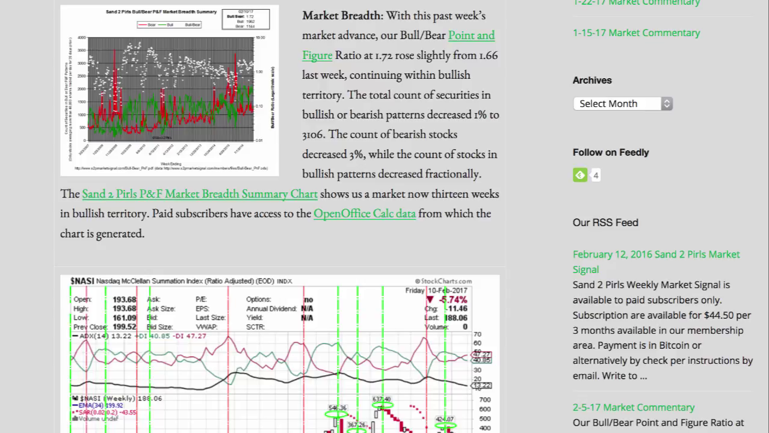The Sand to Pearls PNF Market Breadth Summary Chart shows us a market now 13 weeks in bullish territory.